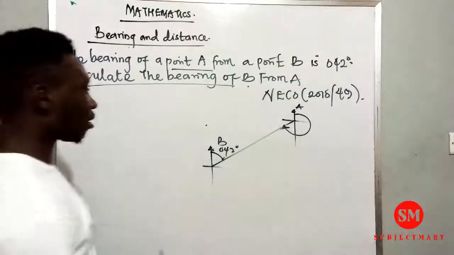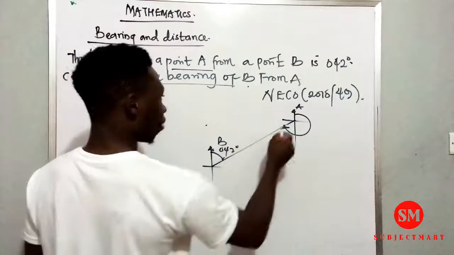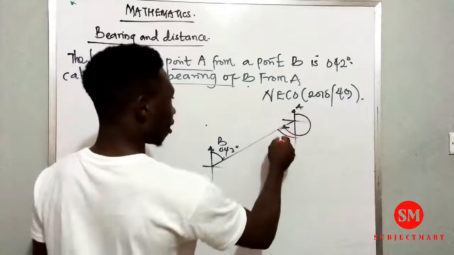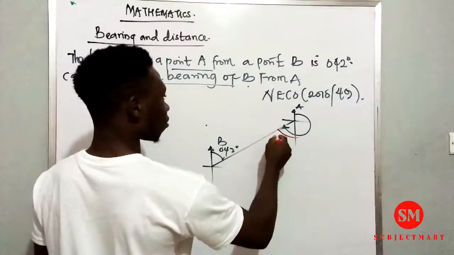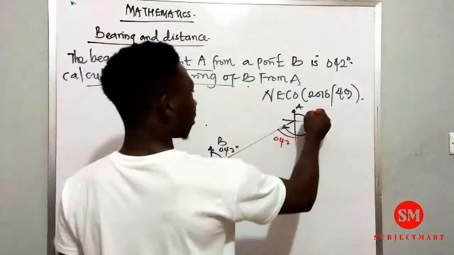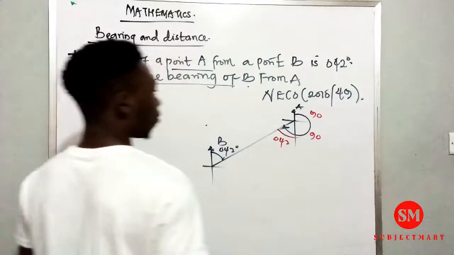So calculating this, first and foremost, if this is 42, don't forget, I explained that this line here is a transversal. So now, alternate angle. So this is also 42 degrees. So here is 90. Here is 90. And this is 42.